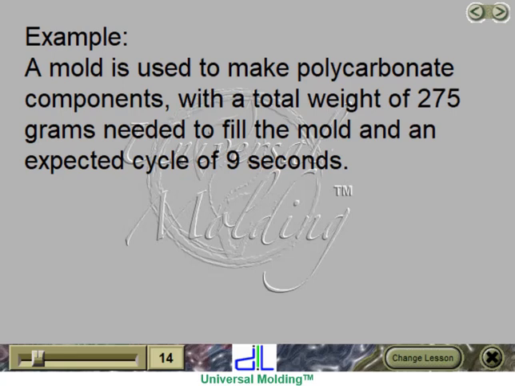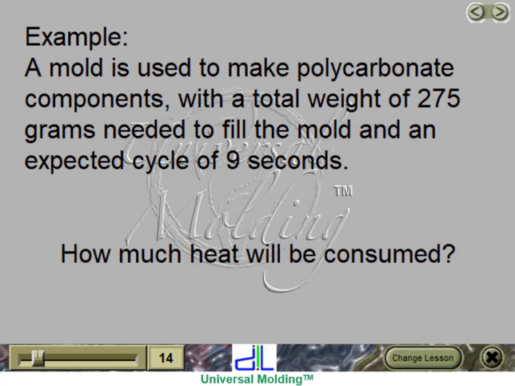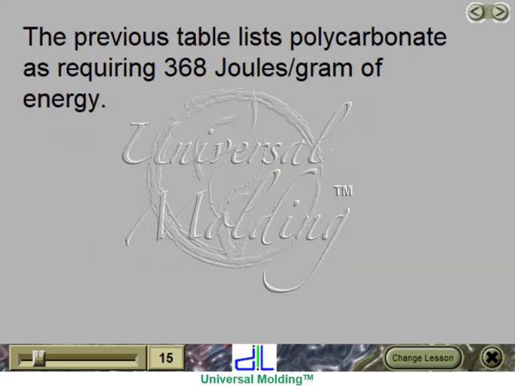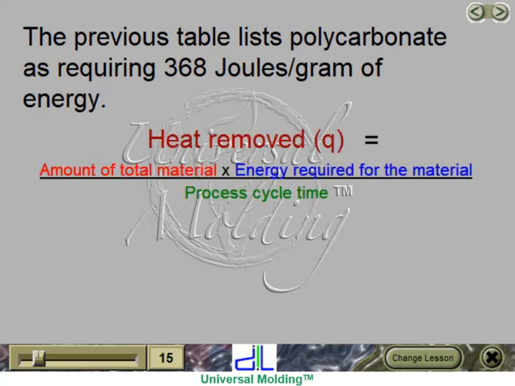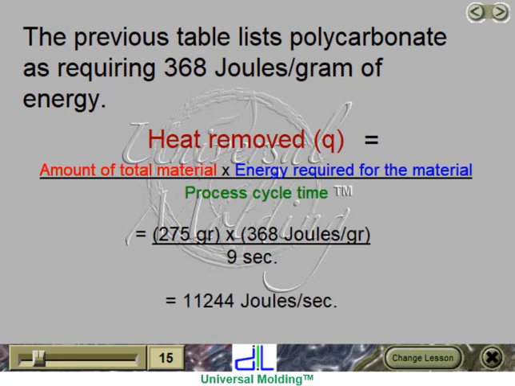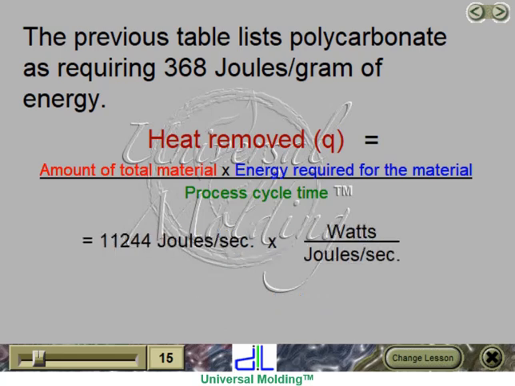Example: a mold is used to make polycarbonate components, with a total weight of 275 grams needed to fill the mold and an expected cycle of 9 seconds. How much heat will be consumed? The previous table lists polycarbonate as requiring 368 joules per gram of energy. Substituting into the heat removed equation, we have 275 grams times 368 joules per gram, all divided by 9 seconds. This equals 11,244 joules per second. This can be converted into 11,244 watts, or 11.24 kilowatts.